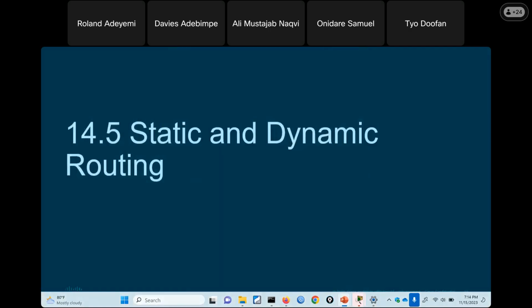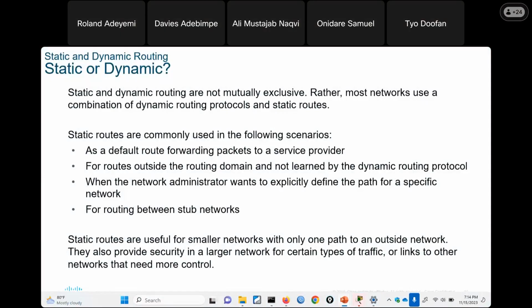Static and dynamic routing, I've been talking about them. What's the difference? Static and dynamic routing are not mutually exclusive. Rather, most networks use a combination of dynamic routing protocols and static routes. Sometimes you have to use the two. It depends on what you are doing, and on what you are trying to achieve.